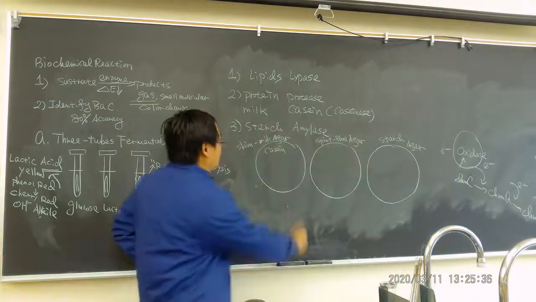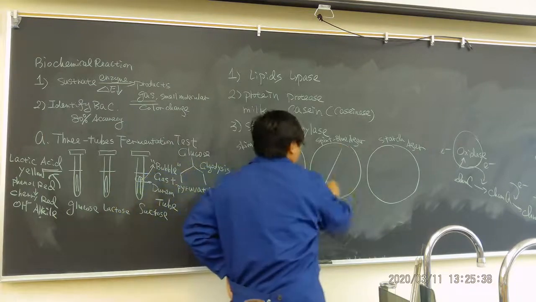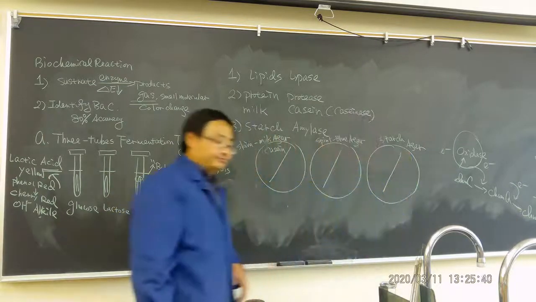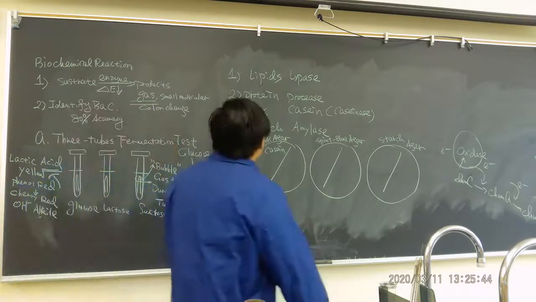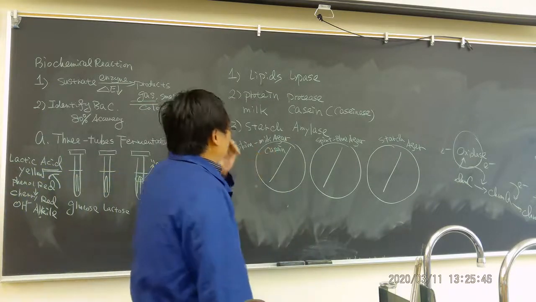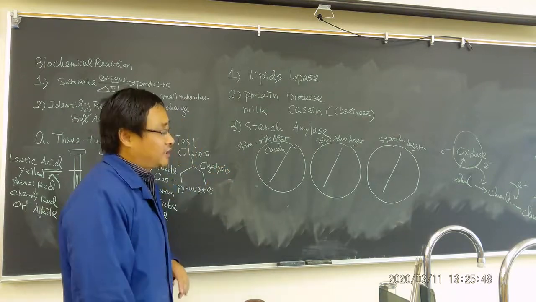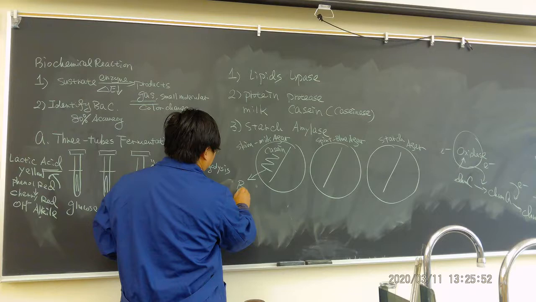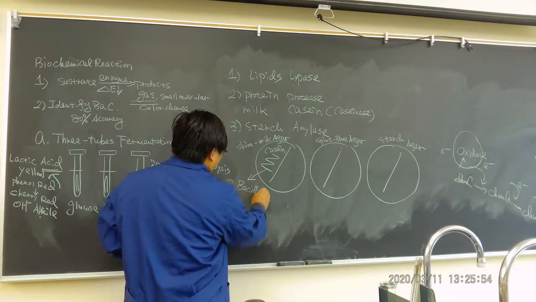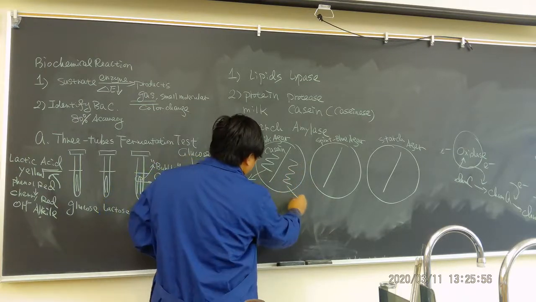Okay, very simple how we do it. Split it into 2, like we did before. Of course, you're going to label. For skim milk agar, we want to see whether bacteria have caseinase. On the left side, you're going to inoculate the Bacillus. Right side, inoculate E. coli.